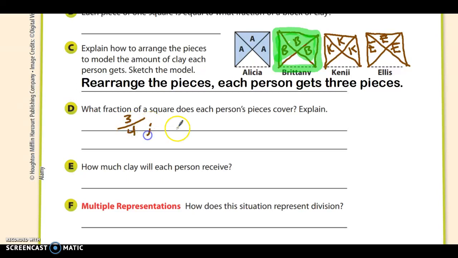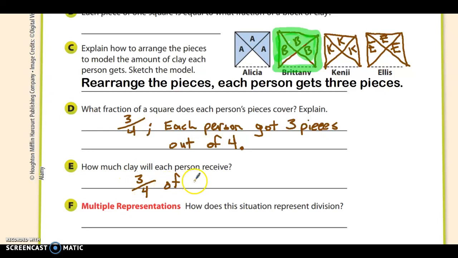It says explain. I'd probably say something like this. Each person got 3 pieces. Three pieces out of 4. And 3 pieces out of 4 is, like we said, 3/4. How much clay will each person receive? 3/4 of a block. The answer is not 3/4, it's 3/4 of a block.